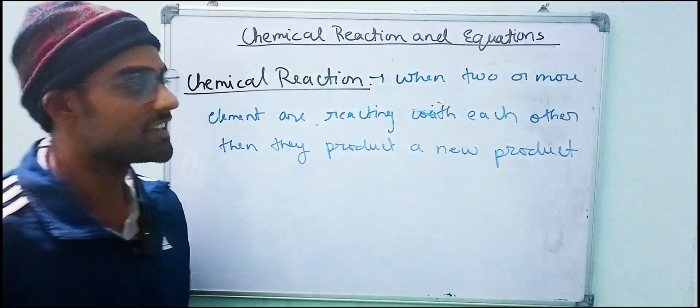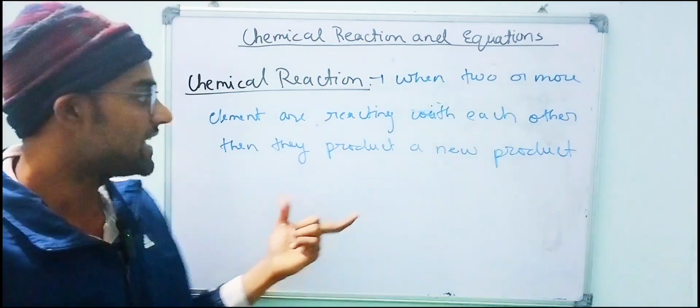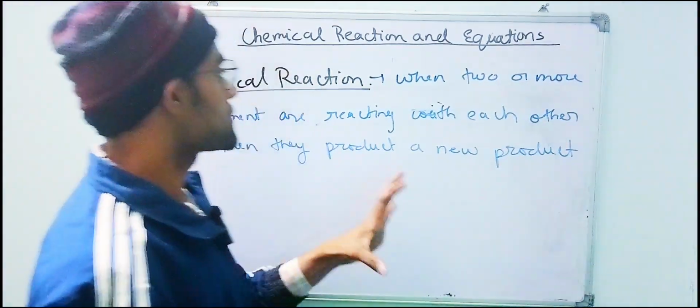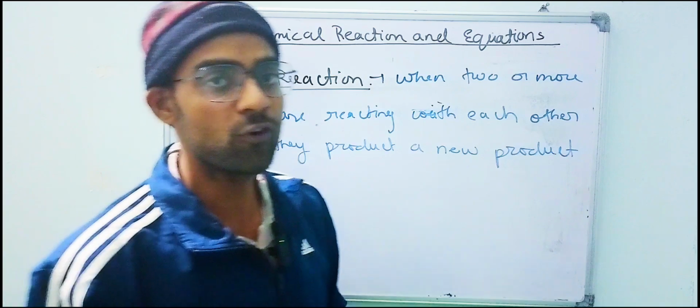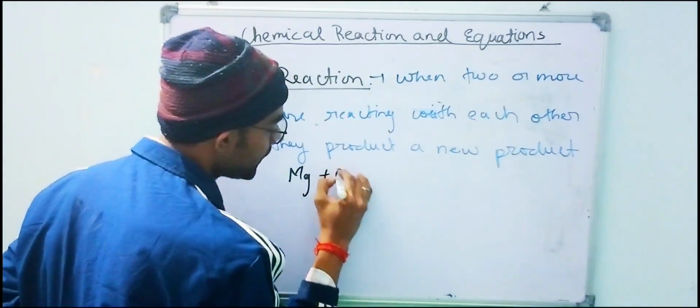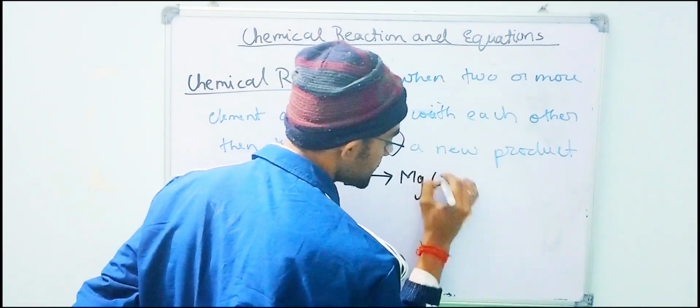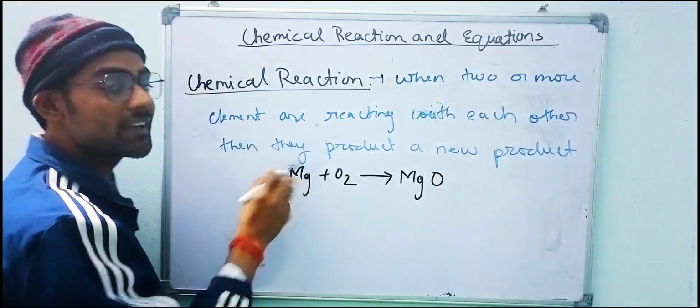Chemical reaction: when two or more elements are reacting with each other and they produce a new product, this process is known as a chemical reaction. For example, if we take magnesium reacting with oxygen, then it produces magnesium oxide. So it is also a chemical reaction.